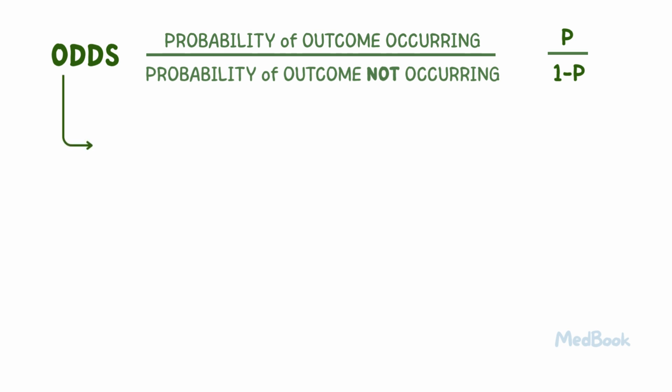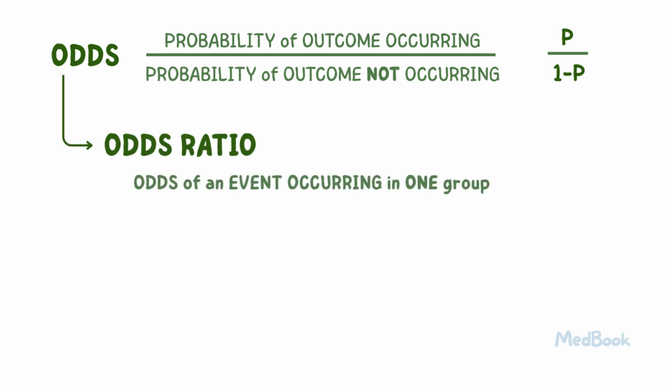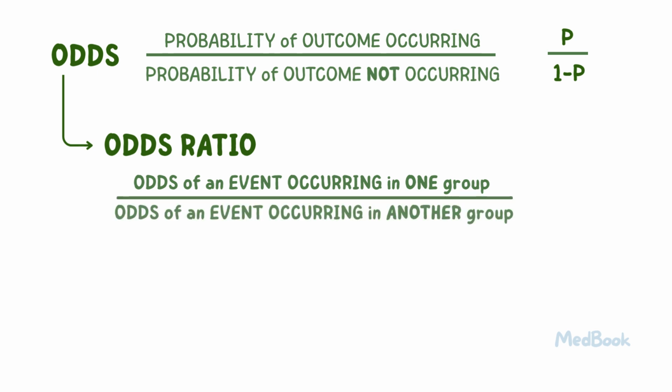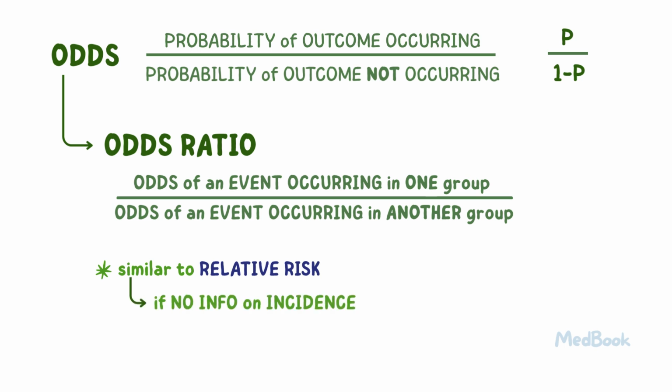Now, odds help us calculate the odds ratio, which is a comparison of the odds of an event occurring in one group divided by the odds of an event occurring in another group. And, just like odds are similar to probabilities when the outcome is rare, the odds ratio is also similar to the relative risk when the outcome is rare. So even if the relative risk can't be calculated, like when we don't have information on incidence, if the outcome is rare, we can still get an estimate of the relative risk from the odds ratio.